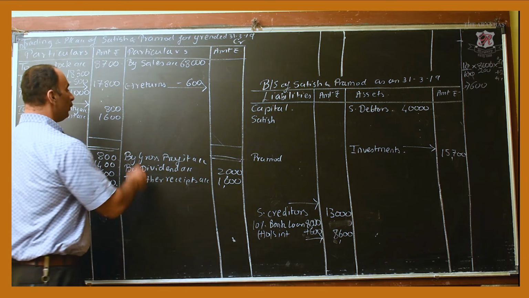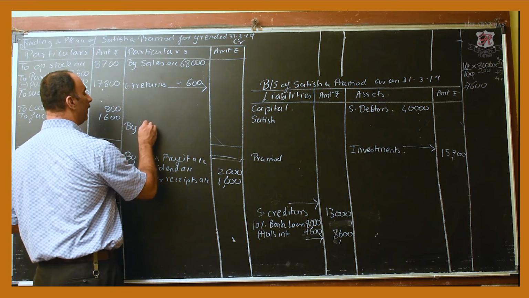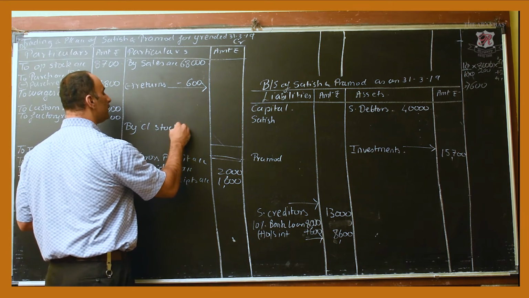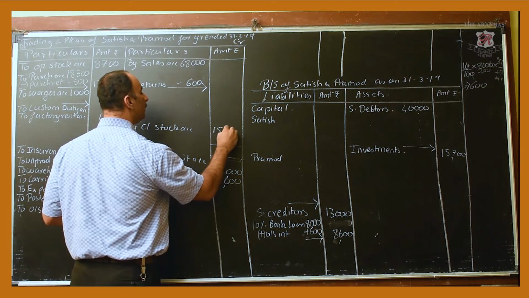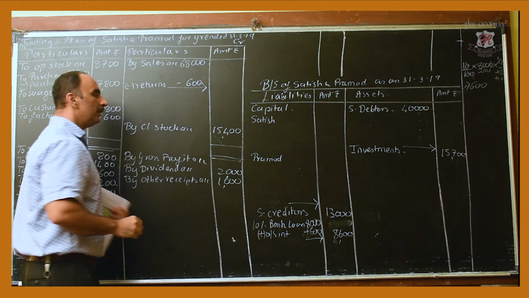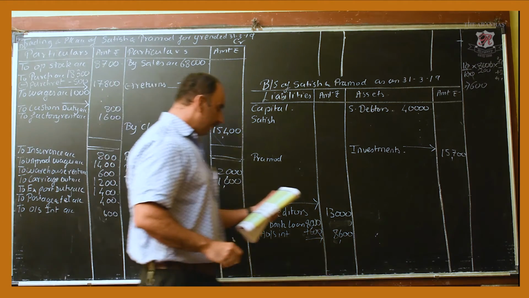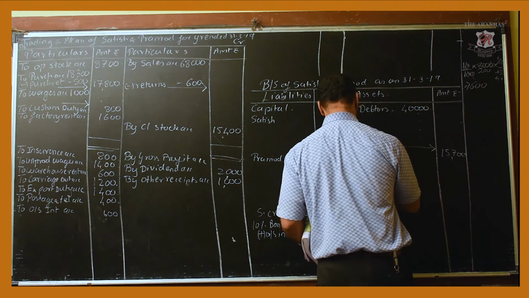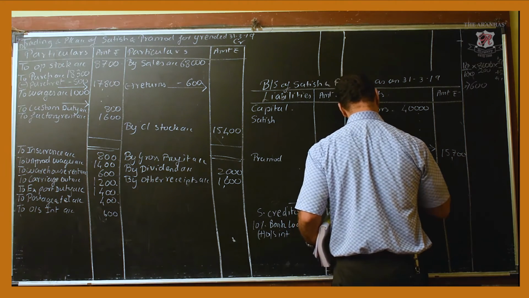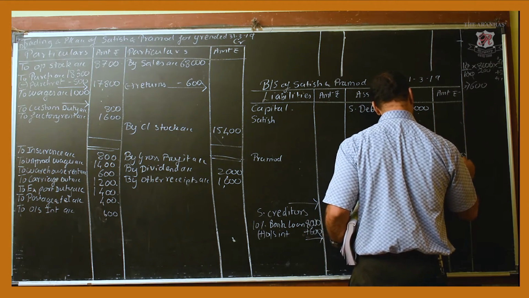First one is talking about closing stock. So on the credit side of the trading account, we will record by closing stock account 15,400 rupees. And on the asset side of the balance sheet, we will record closing stock 15,400 rupees.